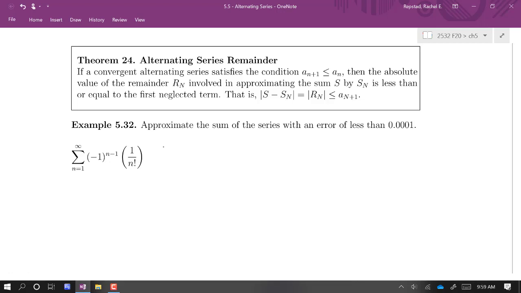So I want my error to be no more than 0.001, or I want it to be less than 0.001. So what I'm going to do first is find the first term in the series that is less than 0.001. I'm going to find the first term that is less than that value, and that's my first neglected term, and then I'm going to find the partial sum of all the terms below that.